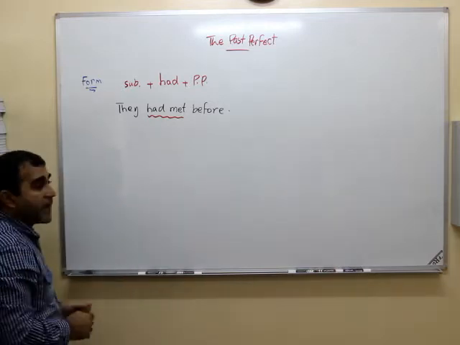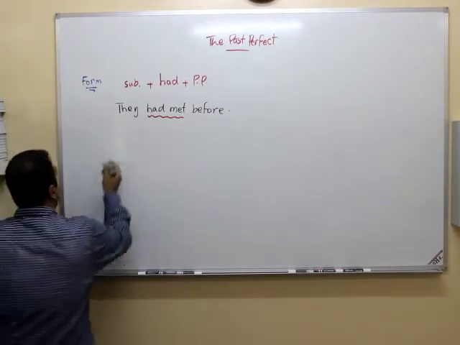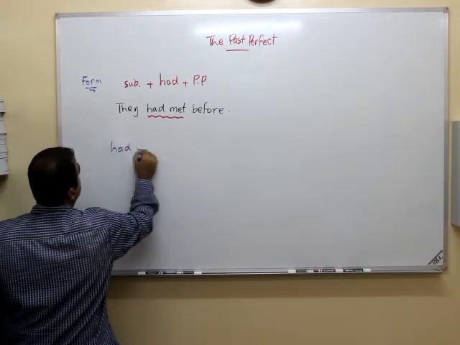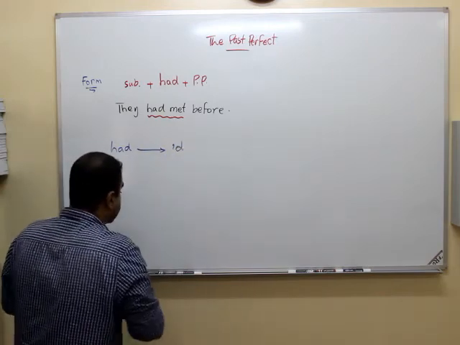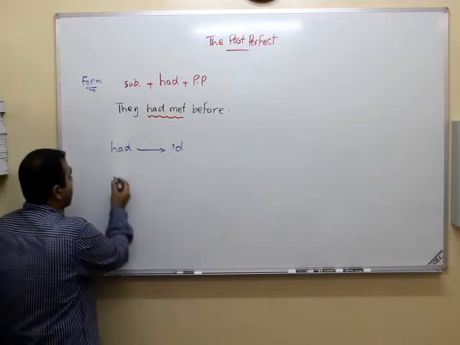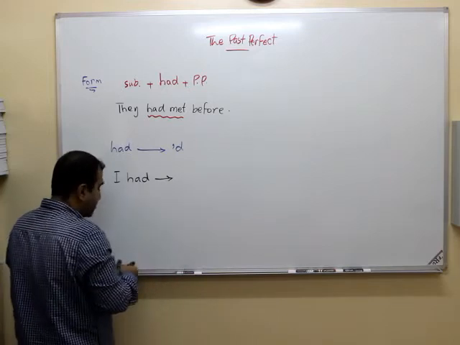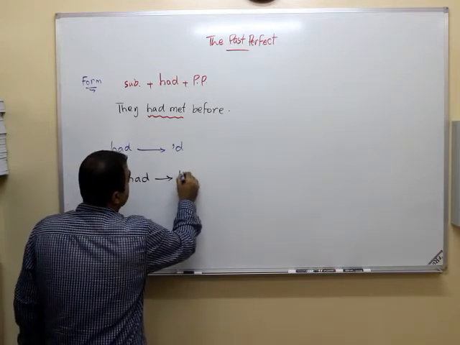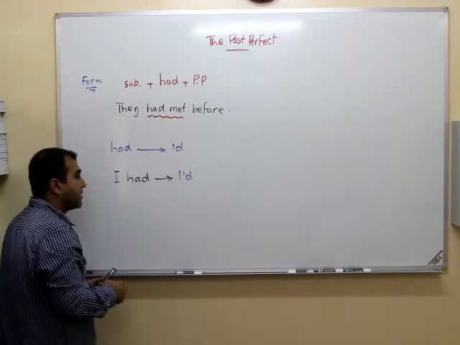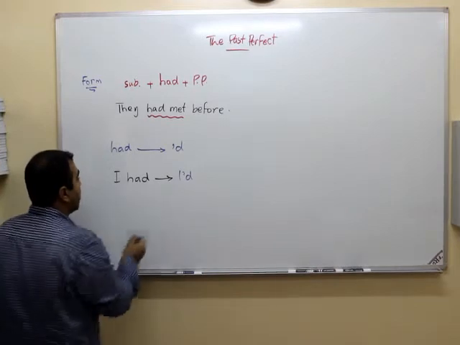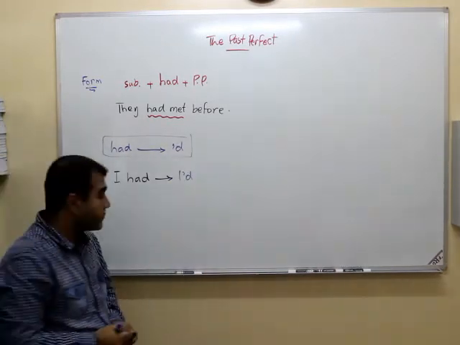Also, we have to say that the auxiliary had can be contracted in this way. Had can be contracted to apostrophe d. So instead of I had, I can contract it to I'd, and so on. He had, she had. We can contract it in this way. So this is the way we can contract the auxiliary had.